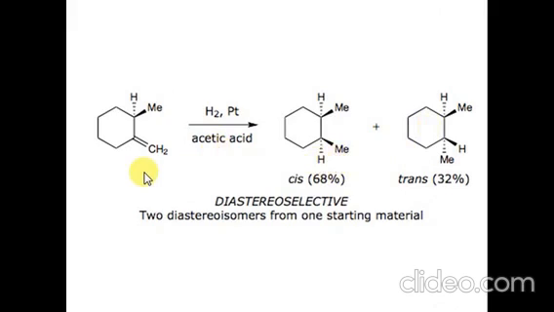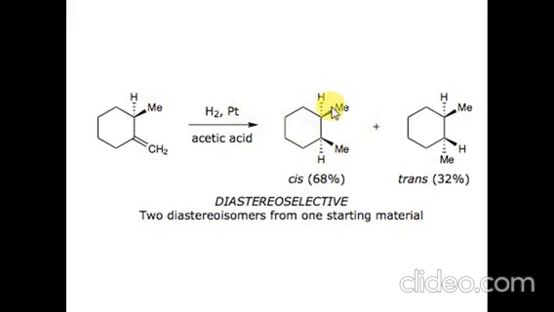So this reaction is yielding diastereomers, and you can see the cis isomer. Why are we calling it cis? Because the same groups are on the same side. Although this is a single bond, the terminology of cis and trans is also applicable to cyclic systems.